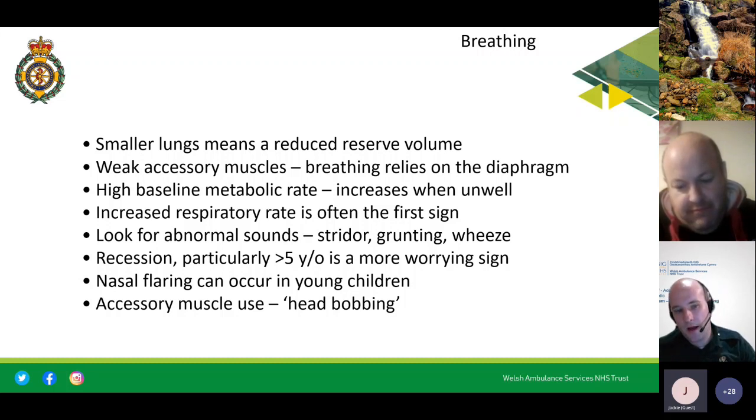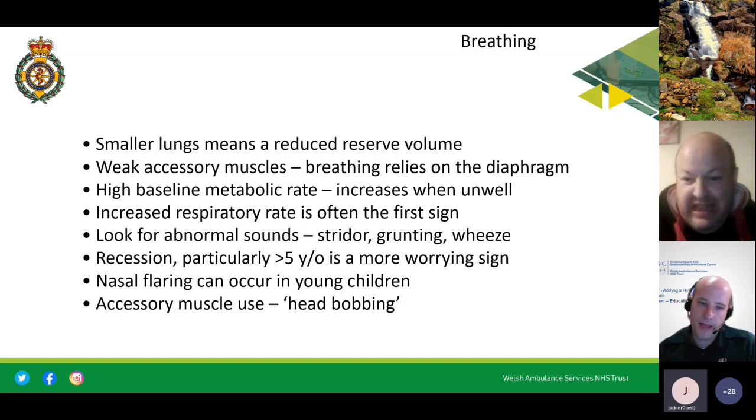Looking for those abnormal sounds again. So we're looking at stridor, which we talked about in the airway, that high pitch. We're looking at grunting sounds. We're looking at wheezing. We're looking at secretions, that kind of chesty sound to a child. So again, if we're hearing it, then we need to identify it, and we need to be able to record and pass that information on if we need to upgrade the call.